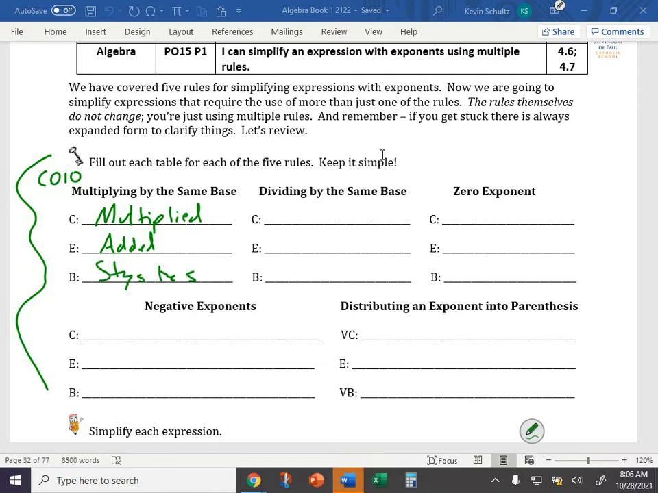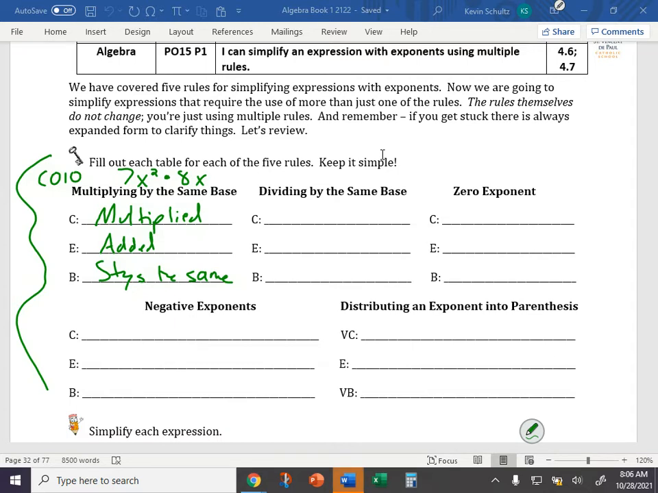How do you know that you're dealing with this multiplying by the same base rule? What are you looking for? What's your clue? You got the same bases. It's part of it. You got the multiplication symbol, right? A sample of what this would look like might be 7x squared times 8x. You've got that multiplication symbol in it. That's how you know you're multiplying by the same base, and this rule is going to apply.